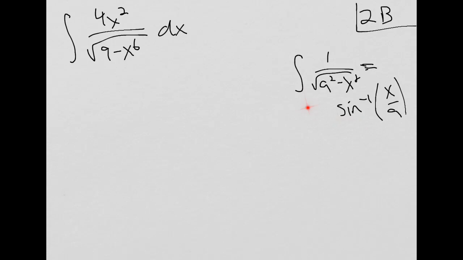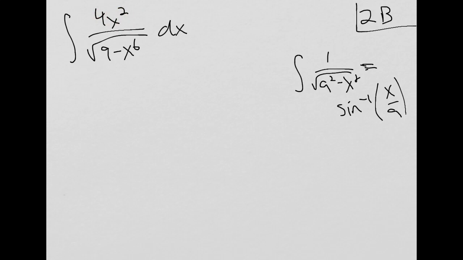2b, I've written out the integral of sine inverse. You should see that this looks really similar. The only real difference, so this is not a 9, even though it kind of looks like a 9, is that I've got an x squared and a 1 versus an x to the 6th and a 4x squared.